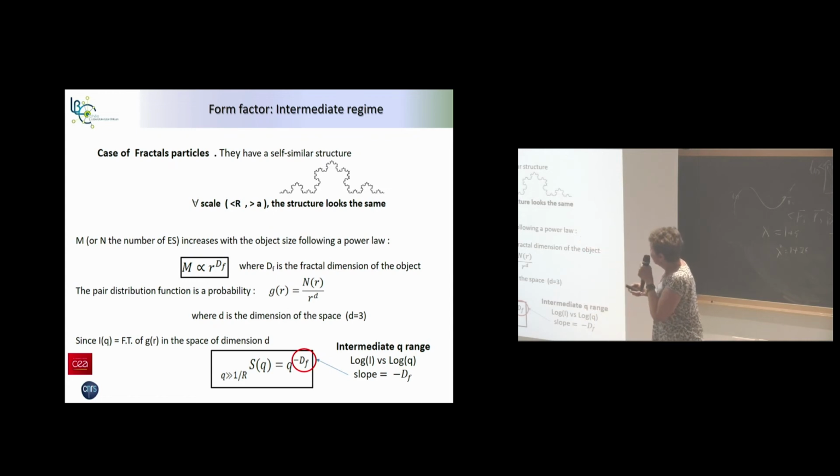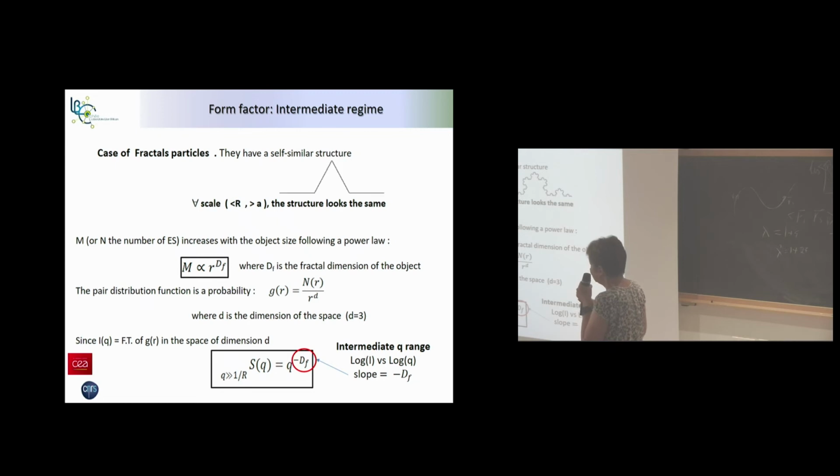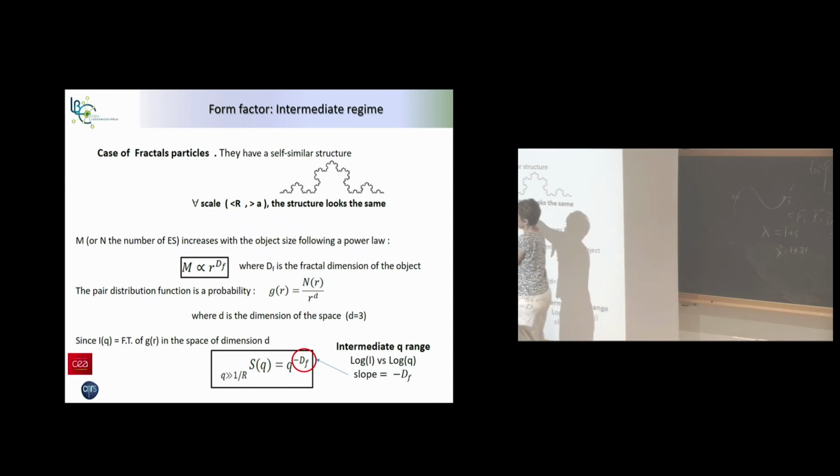And then I come to the case of fractal objects that you have seen a couple of times. Whatever the scale of observation, in between the whole size of the molecules and the elementary size of the structure, it looks the same. The structure looks the same, and you have a dependence of the mass, which is also the number of elementary scatterers. It increases with the object size. It follows this law, where df is the fractal dimension of the object.